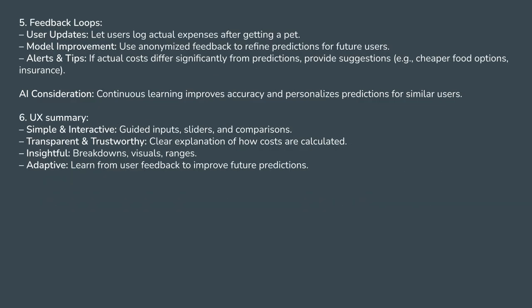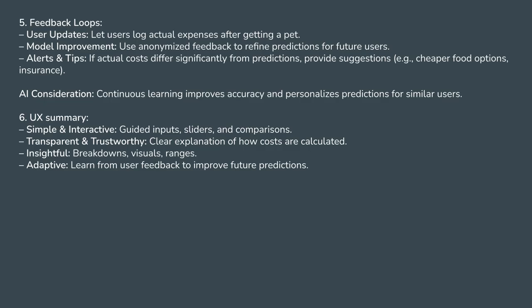5. Feedback loops: user updates. Let users log actual expenses after getting a pet. Model improvement: use anonymized feedback to refine predictions for future users. Alerts and tips: if actual costs differ significantly from predictions, provide suggestions, e.g. cheaper food options, insurance. AI consideration: continuous learning improves accuracy and personalizes predictions for similar users.